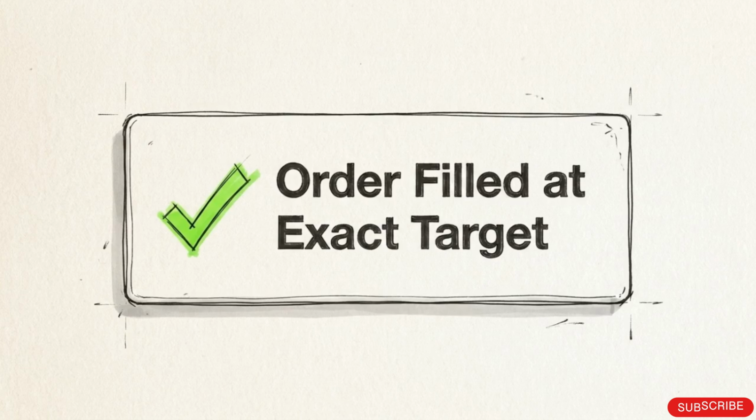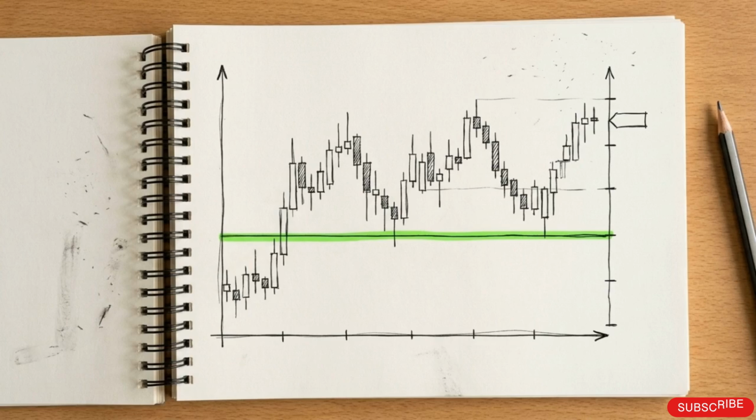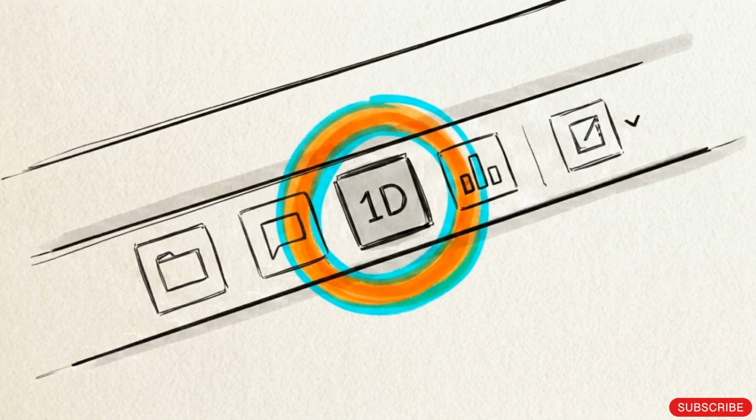Now that you've secured your shares at the right price, you need a plan to manage the trade and protect your profits as the stock moves. Start by opening your stock chart and setting the time frame to daily or 1D. This filters out the noisy minute-by-minute intraday price swings.